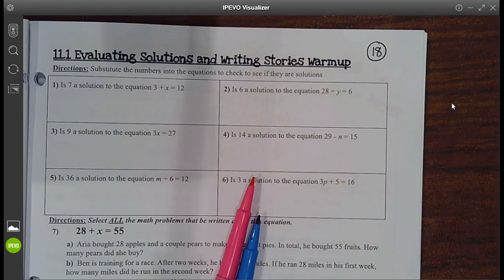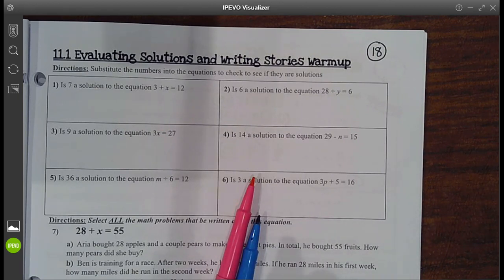Hello, my little mathematicians. Today I'm going to do the evaluating solutions and writing stories warm-up with you. You should know how to do all this already, so at any point in time, please pause the video, try it, and then unpause it and check to see how you did.